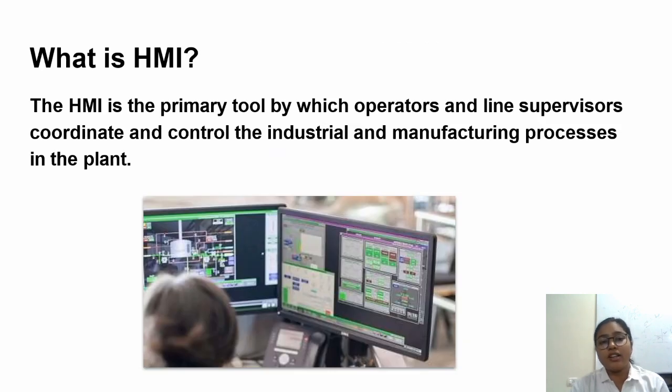It is saying that the HMI is the primary tool by which operators and line supervisors coordinate and control the industrial and manufacturing processes in the plant. So what it basically means is that HMI is a primary tool through which we operate, coordinate and supervise what is happening. So basically it is a platform where we, the humans, and machines get connected.